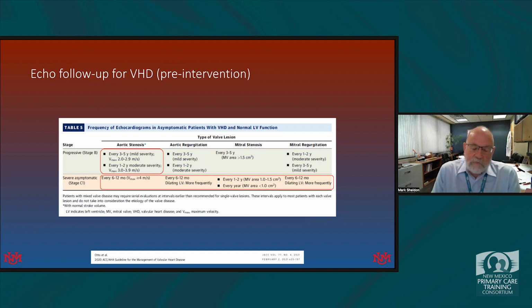Once they're severe, even if they're asymptomatic, really our threshold is to see them at least every 6 months to make sure that we are not missing symptoms and we're catching them in the time frame that we can intervene successfully.